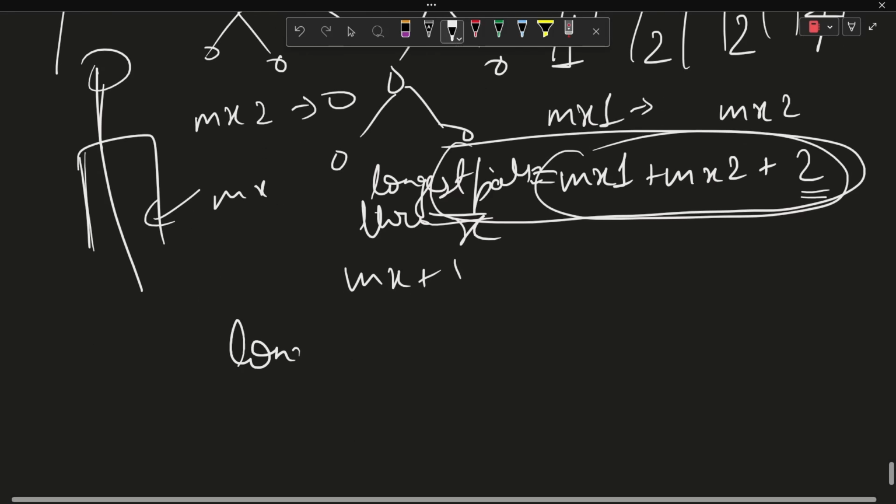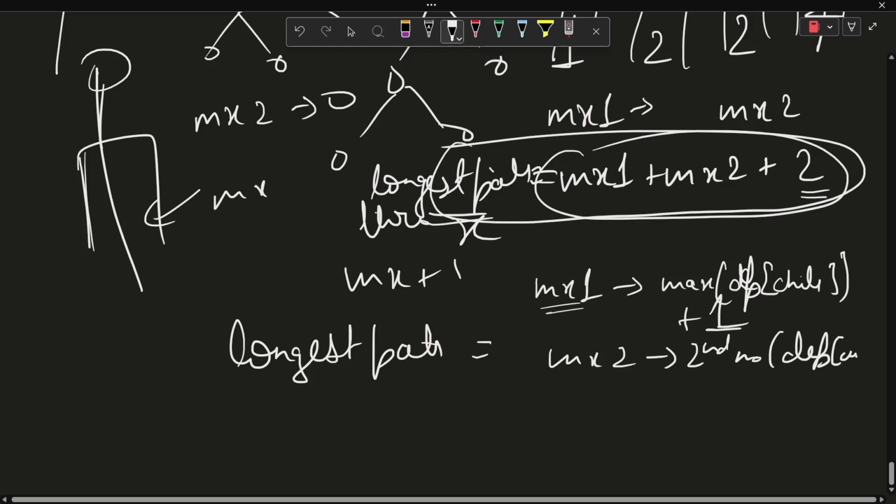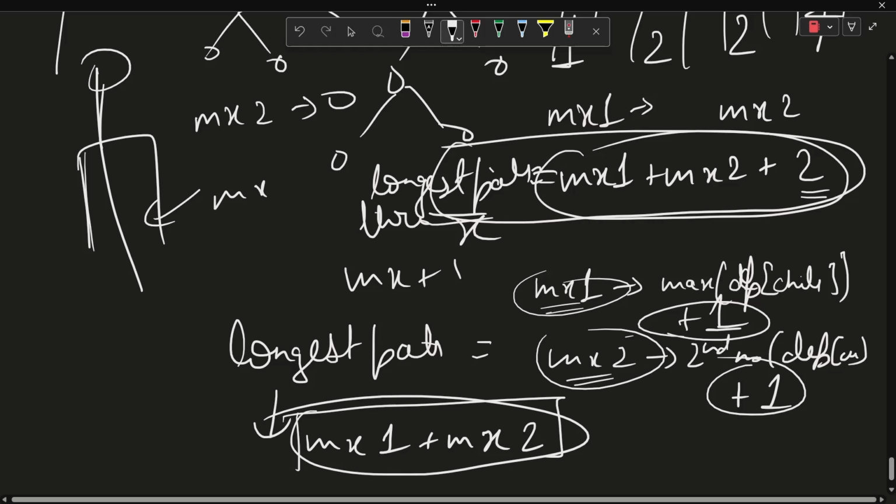You can say mx1 represents the maximum depth of any child, plus 1. I'm storing that plus 1 in mx1 only. Mx2 is the second max depth of any child plus 1. So then I can say the longest path is mx1 plus mx2. If it doesn't have two children, then mx2 would be 0. So I'm adding this plus 1 in mx1 only and this plus 1 in mx2 only, so that I can say mx1 plus mx2.